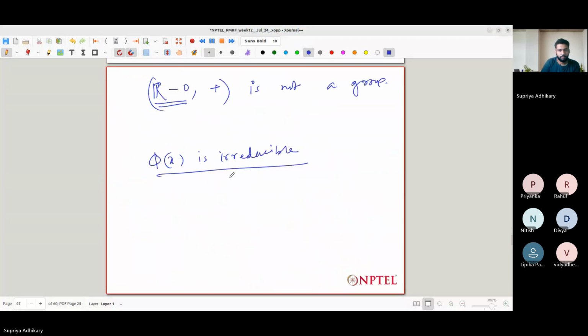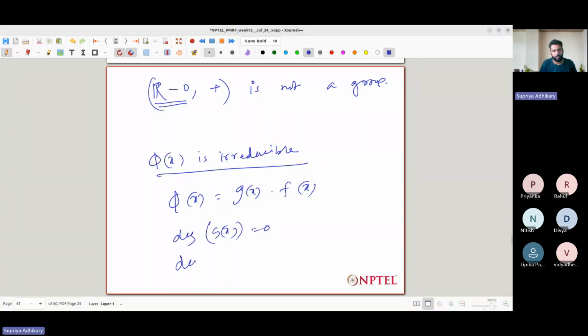So if phi x can be written as gx and fx, then either the degree of gx is 0 or the degree of fx is 0. That is, either one of them has to be a constant polynomial.